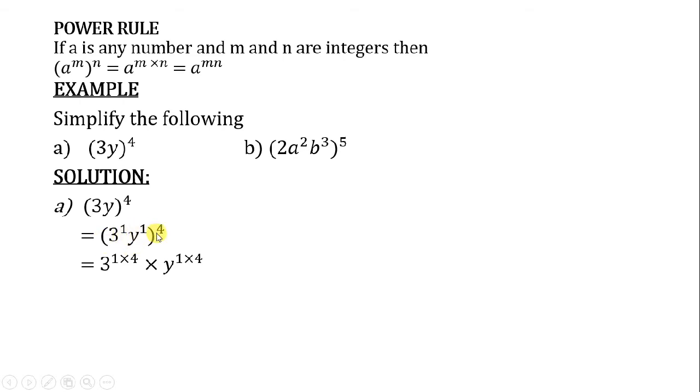So we have 3 to the power 1 times 4 and y to the power 1 times 4. If you multiply 1 times 4, we get 4. So we have 3 to the power 4 and y to the power 4. If you expand 3 to the power 4, multiplying 3 by itself 4 times, you get 81. So our answer is 81 y to the power 4. As simple as that. Let's go to the second one.